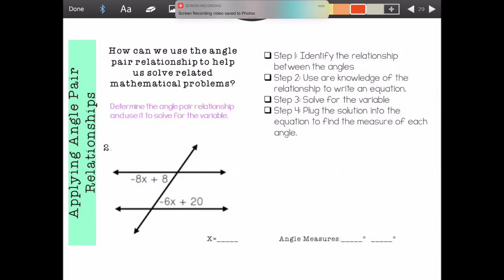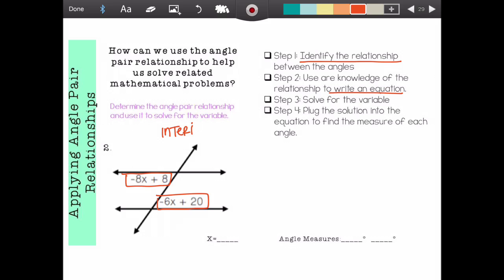All right, guys, so hopefully you worked example number 2, and let's see if you got it correct. Again, we're just going to follow the steps. Step 1 is identify the angle pair relationship. Step 2, write an equation. So we're looking at here and here. First thing I notice, both angles are in between the parallel lines, so they're interior.